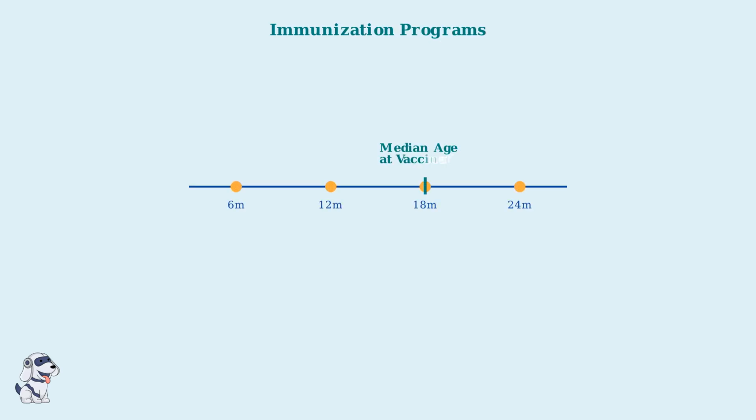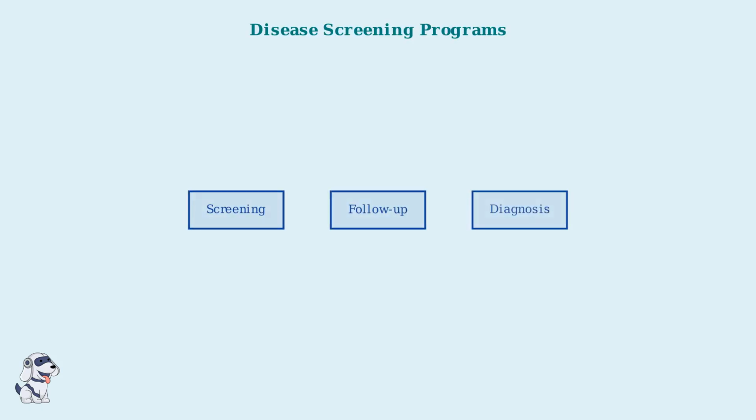This measure tells us how long half of the patients survive after diagnosis or treatment, providing critical information for patients and healthcare providers. Immunization programs rely on median age at vaccination to understand vaccination patterns and identify optimal timing for public health interventions. This helps ensure maximum population coverage and protection. In disease screening programs, median time to diagnosis helps evaluate the effectiveness of early detection efforts. Shorter median times indicate more efficient screening systems and better patient outcomes.